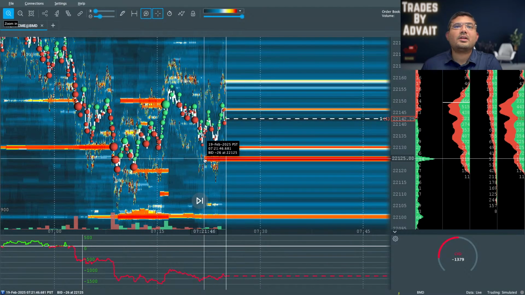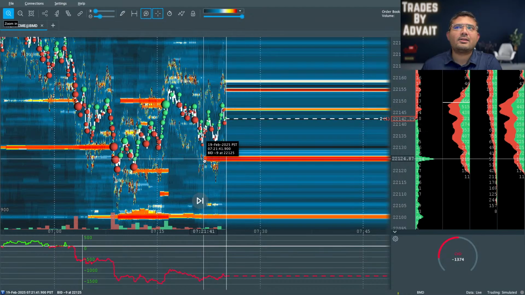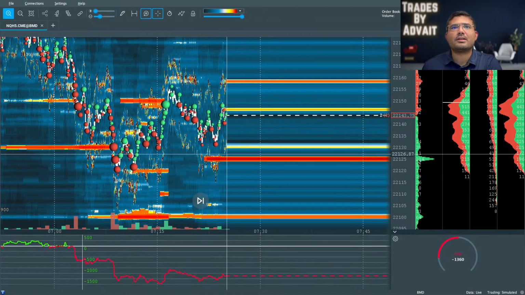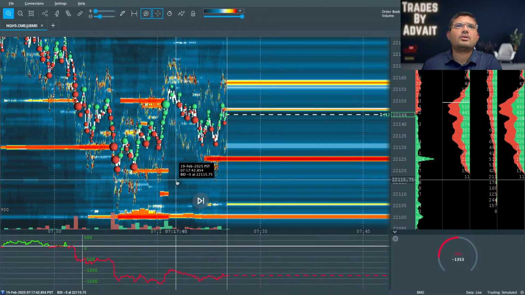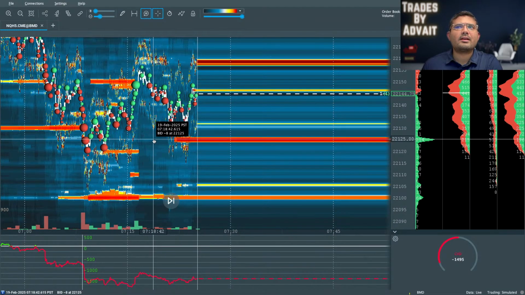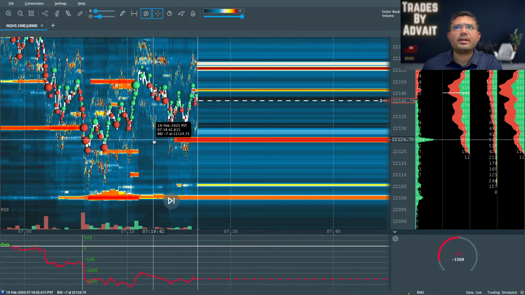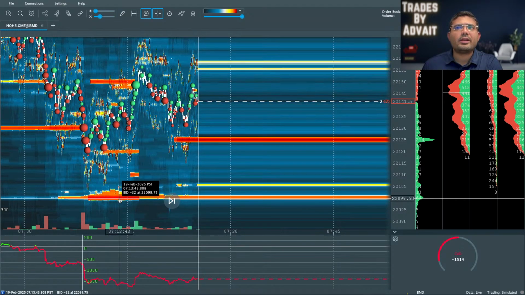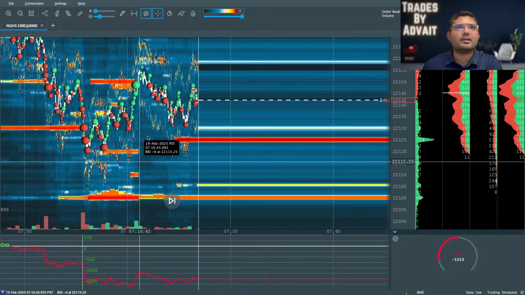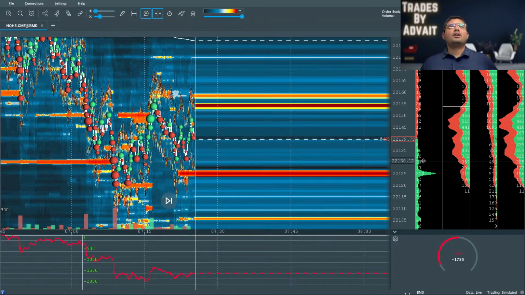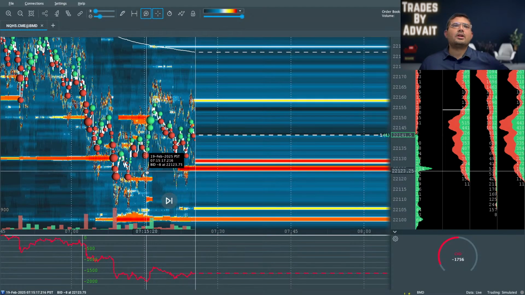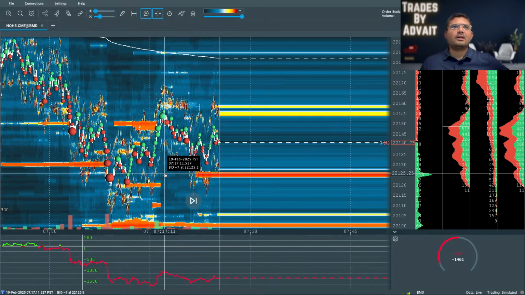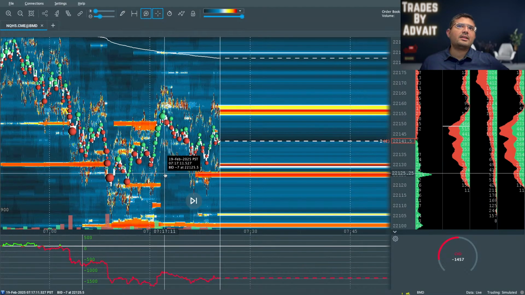So looks like buyers are active over here, and there is a huge spike of limit orders at this level as well. So the support zone right now is sitting at 22,124, and ultimately it is sitting at 22,100. So let's see who is more dominant. But as of now it looks like bears are definitely in control.